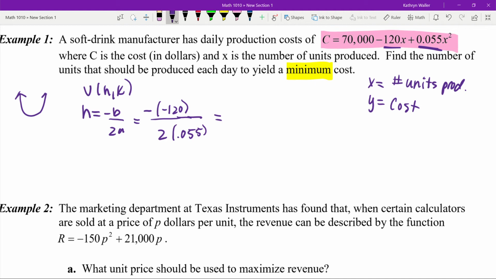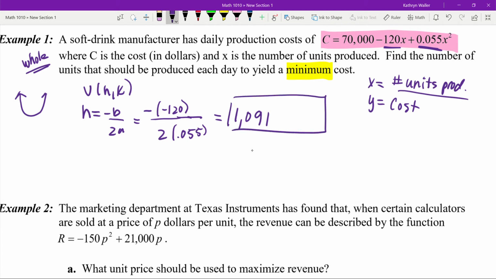Now, you never round your answer unless, finish my sentence, unless they tell you to, right? So I want you to add to the directions, round to the nearest whole. So you're going to come over here, and it's going to be 1,091. That's the X coordinate of the vertex. The X coordinate stands for units produced. Read the question. Find the number of units that should be produced. So that's my answer. I'm going to go 1,091. Every single word problem has to have a label. My label on this is, tell me, units. Yeah, units produced or units.